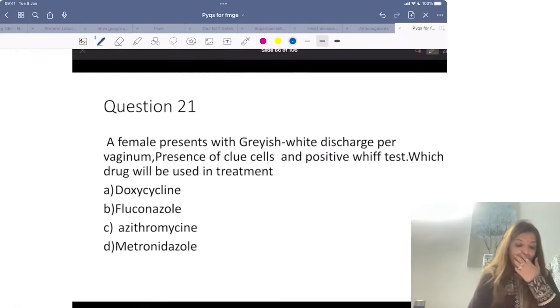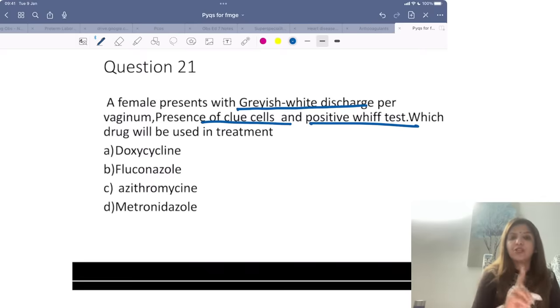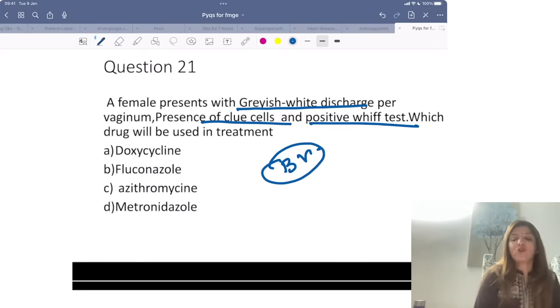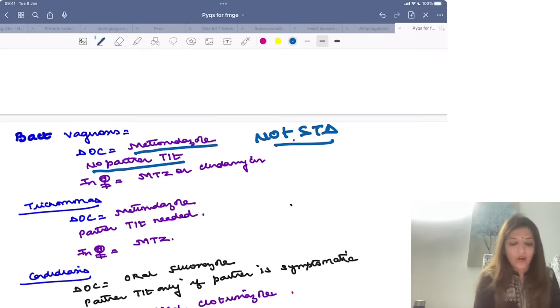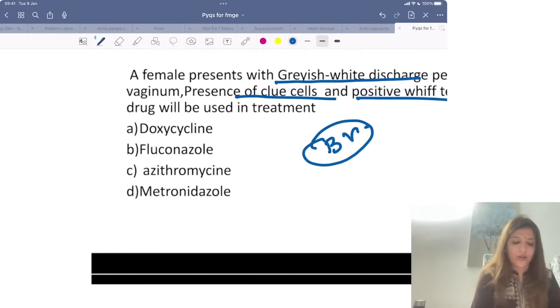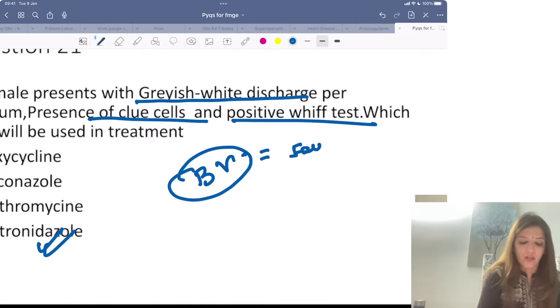Then, a female presents with grayish white discharge, clue cells and positive whiff test. Now, whenever there is grayish white discharge, clue cells and positive whiff test, that means they are talking about bacterial vaginosis, right? Now, in case of bacterial vaginosis, the drug of choice is metronidazole. Bacterial vaginosis is not sexually transmitted, so no partner treatment is needed. And if the patient is pregnant, then also the drug of choice is metronidazole or clindamycin. Right? So, over here, the drug of choice is metronidazole.